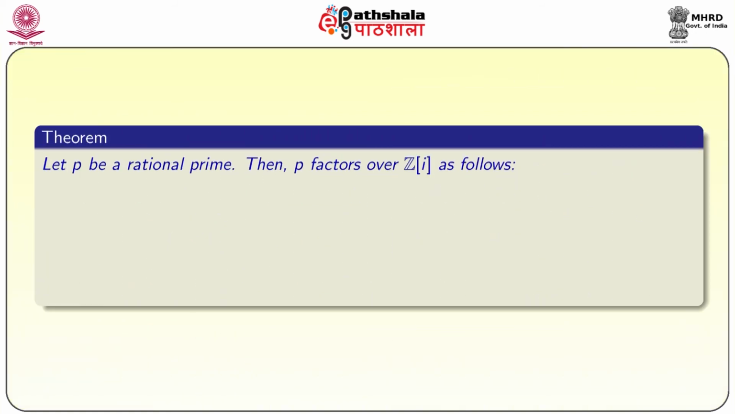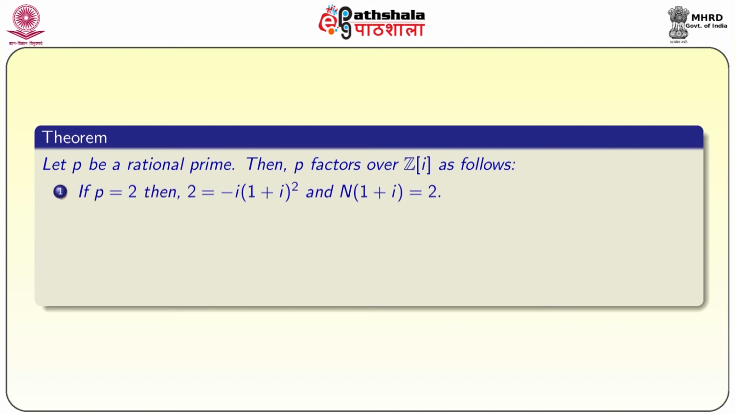Now, let p be a rational prime, then p factors in Z[i] as follows. Now, we are going to see what happens to the primes in Z, how they behave in Z[i]. There are three possibilities. This prime is no longer a prime in Z[i], it is going to split, or sometimes it is a square of some other number, or it will not split further. That means, this is a prime in Z[i] as well.